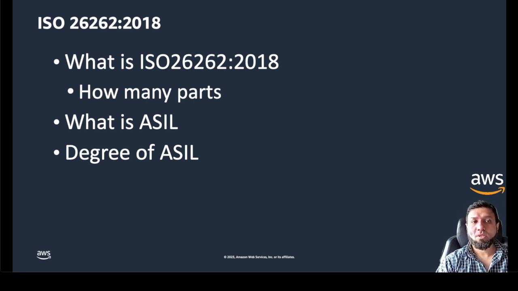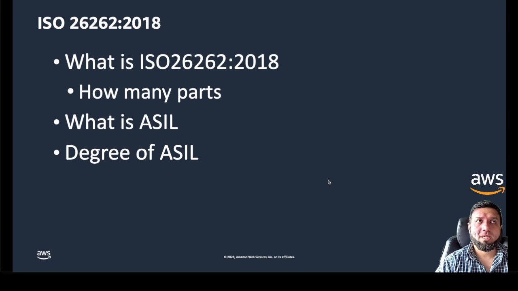ISO 26262 functional safety aims to reduce these risks to a level which is acceptable per human safety criteria standard, i.e. making sure we save human lives. As I said, the initial standard was released in 2011 and the latest version is 2018, which is the second edition. It is divided into 12 parts. I'm going to talk about what ASIL actually is when we go through the next screen. So there are 12 parts.